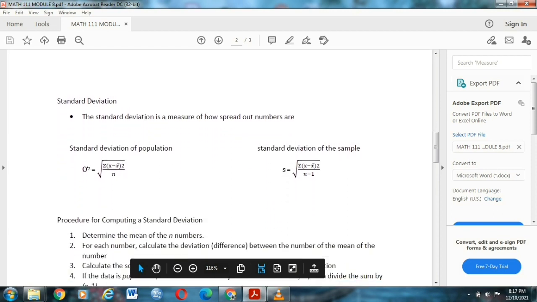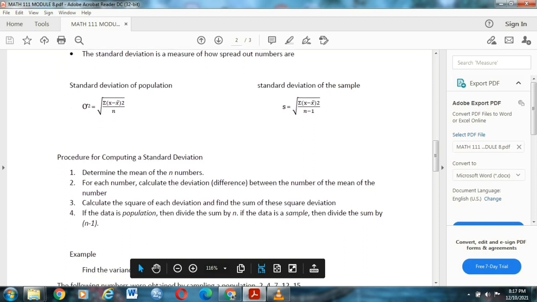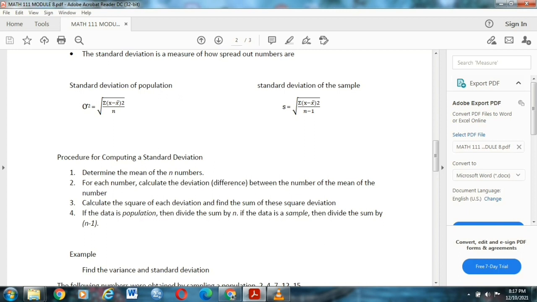So meron tayo dito nakalagay na procedure for computing the standard deviation. First is determine the mean of the n numbers. The second, for each number, calculate the deviation, the difference between the number and the mean. Third, calculate the square of each deviation and find the sum of these squared deviations. And then finally, if the data is population, then divide the sum by n. If the data is sample, then divide the sum by n minus 1. So, ganyan sa formula. Para mas madali siyang maintindihan, meron naman siyang example dyan sa baba.